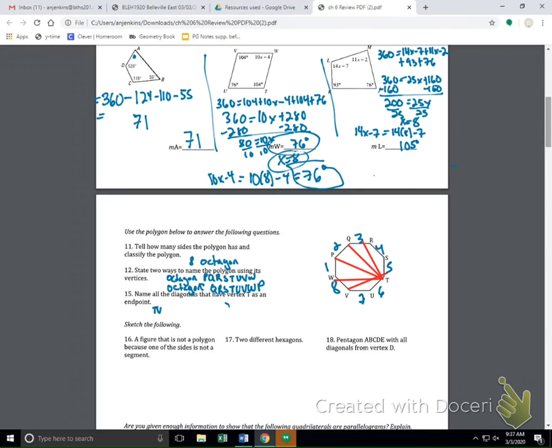So that doesn't count. So we're going to name those out. We have TV. We have TW. We have TP. We have TQ. And we have TR. And then what's my last one? That's it, TR.